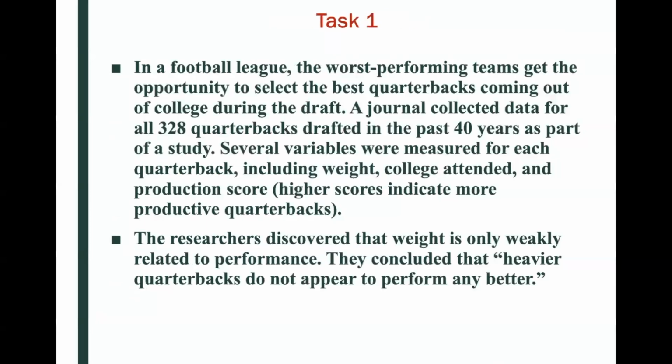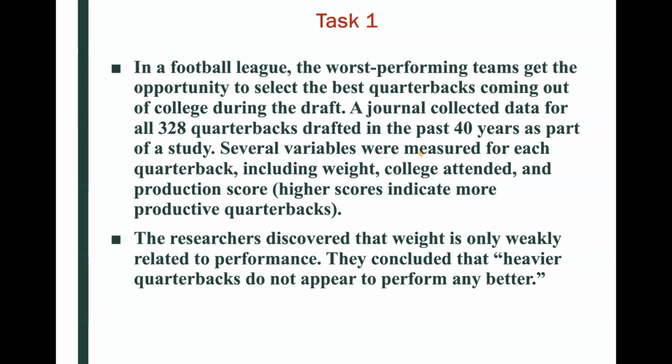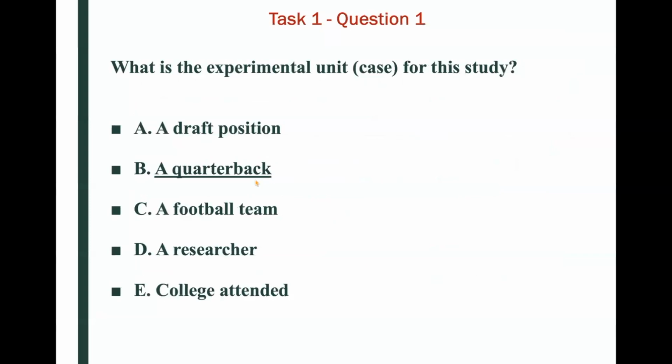Again, an experimental unit is an object upon which we collect data. If we look here, there are several variables that were measured for each quarterback, including weight, college attended, and production score. So for each quarterback, we get this information. The quarterback is the object for which we are collecting data. So that's why our experimental unit is a quarterback.